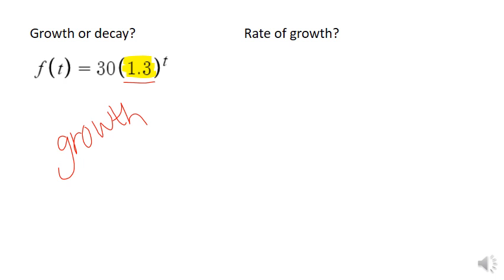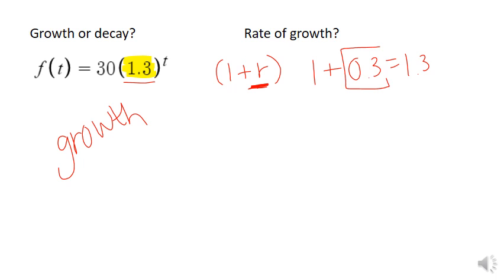And then when we ask the rate of growth, okay, we know that for exponential growth and decay, for this one, we're talking about growth, what's normally in those parentheses is 1 plus r. So what we're trying to find is that r value. That would be the rate of growth. So 1 plus something gives us 1.3. So we're basically looking for the difference from 1. Well, we know 1 plus 0.3 will give us 1.3. So this is our rate of growth, 0.3.